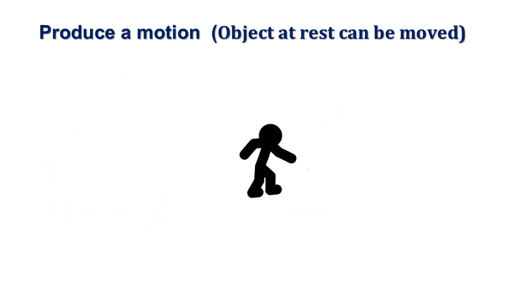I told you a force can produce a motion. That means an object at rest can be moved. Okay, look at this picture. In this picture, the ball is at rest. The ball is at rest until a force is given by a boy. Now, only when the boy gives a force, the ball at rest starts to move. Okay, you can see that.